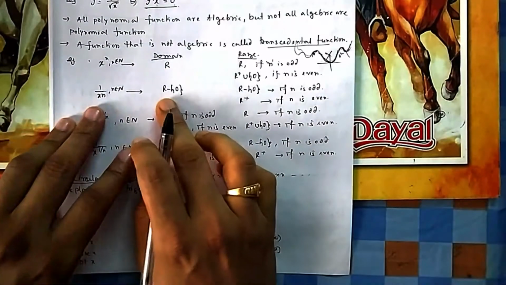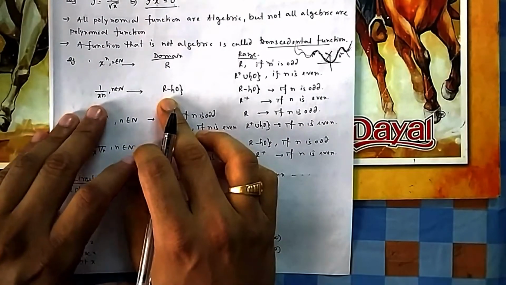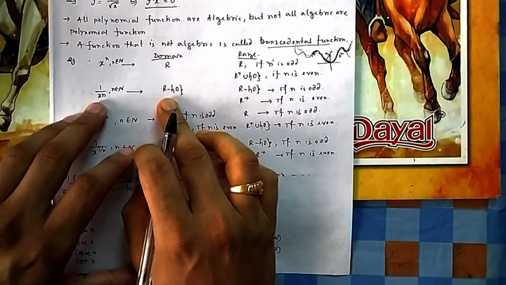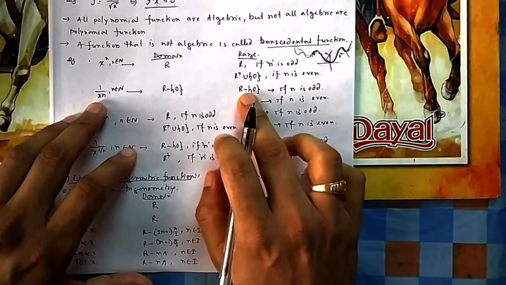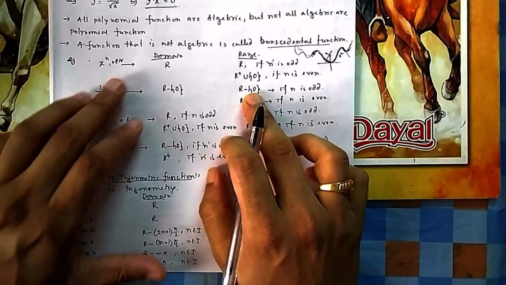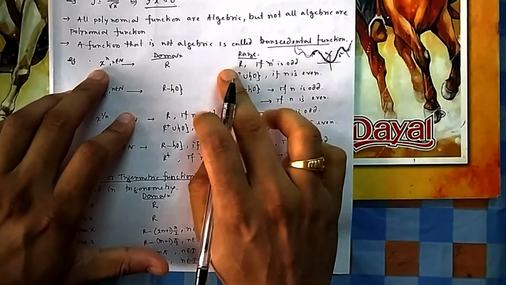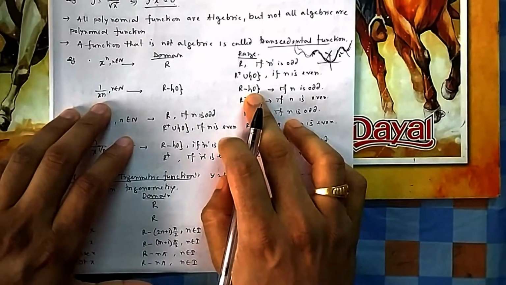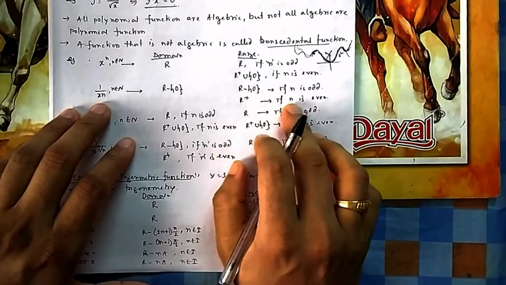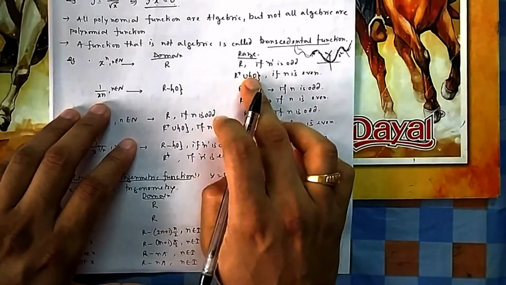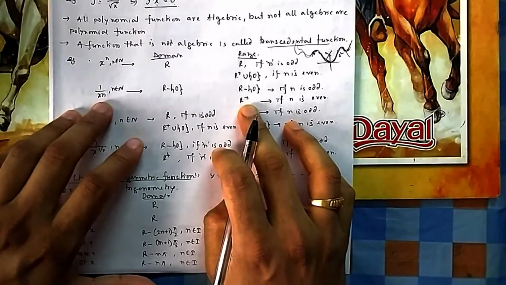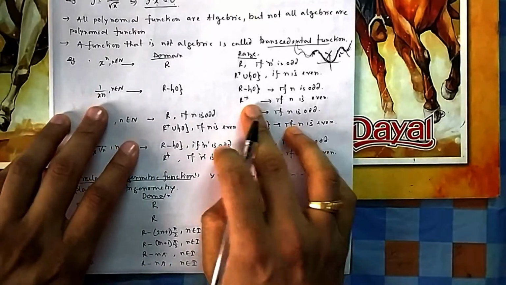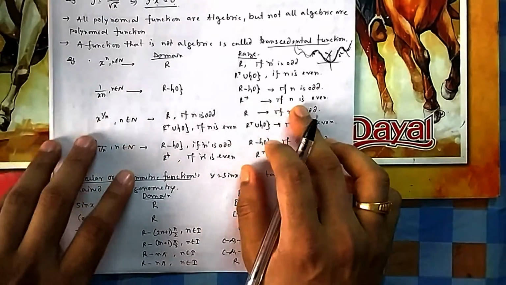Now 1 by x to the power n, so obviously you can put all r, but 0 now you cannot put because it is in the denominator. Similarly for odd, all r you can get, but 0 you will not get, because 0 was coming when you put 0, but here you cannot put 0, so 0 cannot come. Similarly in n even, r plus, and 0 was coming, but 0 will not be possible here. Input is not possible, that's why output is also not possible as 0.